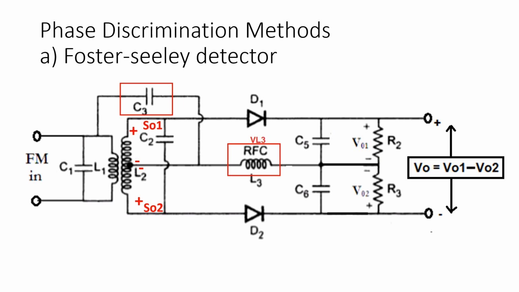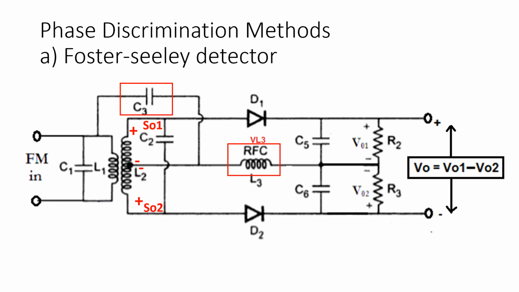Now the phases between the carrier signal available at the center tap of the transformer and the FM signal are compared, and a proportional output voltage is generated. We know that the frequency of the FM signal is continuously changing. It is changing from Fc to Fc plus del F, then from Fc plus del F to Fc, from Fc to Fc minus del F, and from Fc minus del F to Fc.